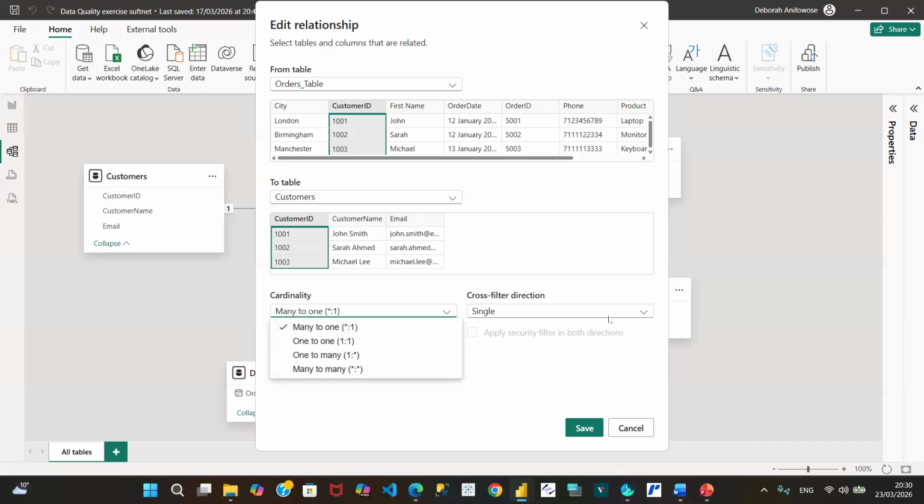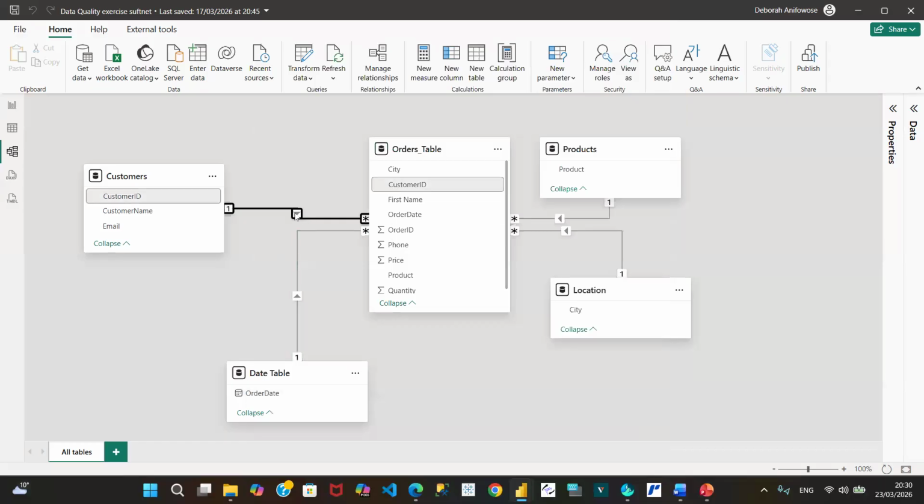Cross-filter direction. Let me cancel this. Let me show you this first. Cross-filter direction, either single or both. It's just telling us that the direction of the arrow is saying that this is flowing in this direction. If you want the flow to be both ways, then you would have clicked on both. But for one-to-many or many-to-one, one directional or single direction of flow is all right to choose.